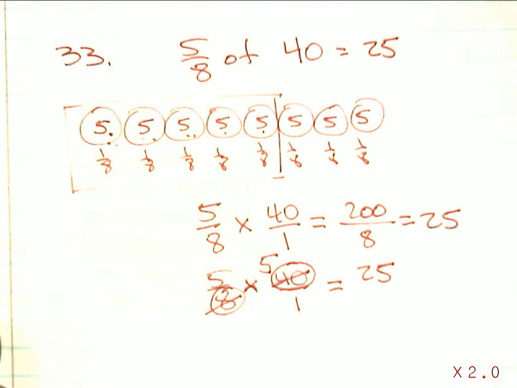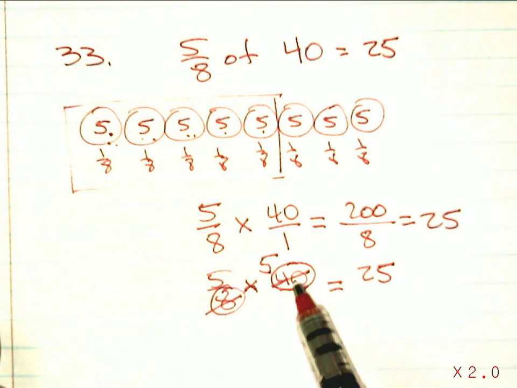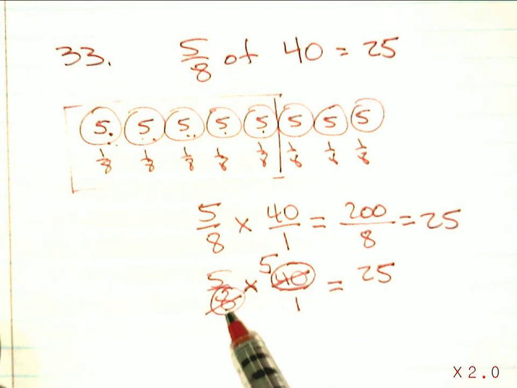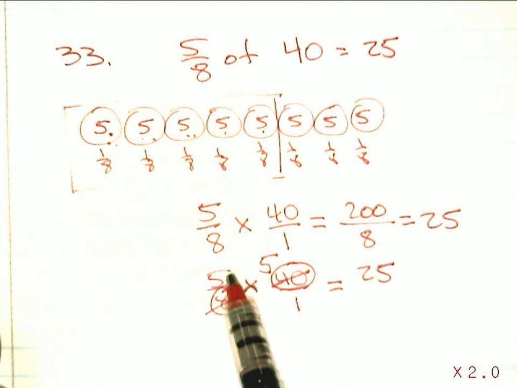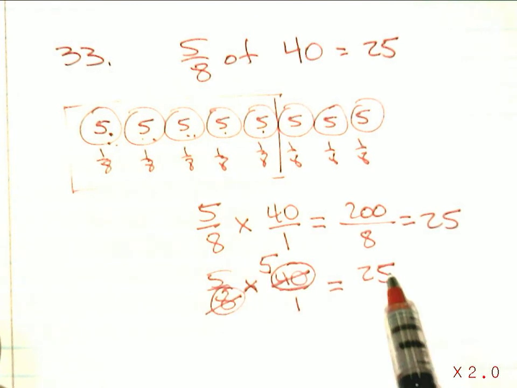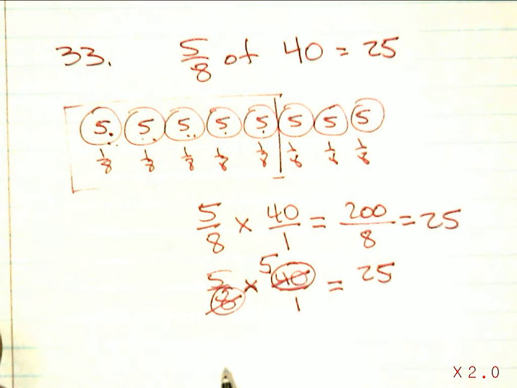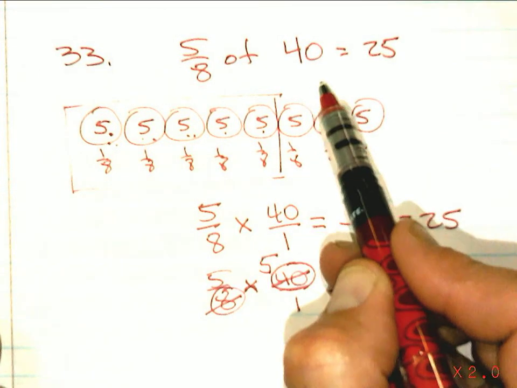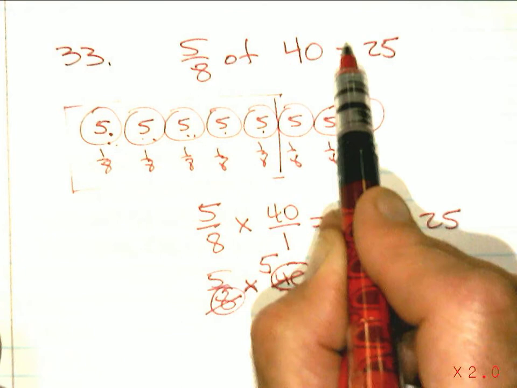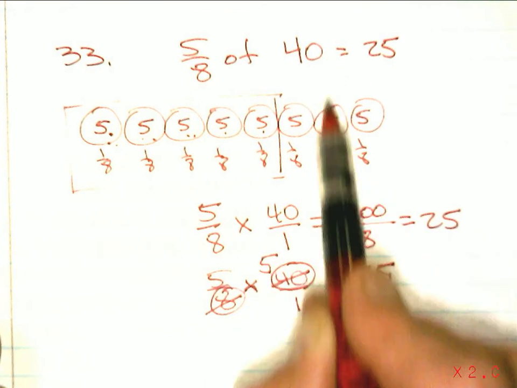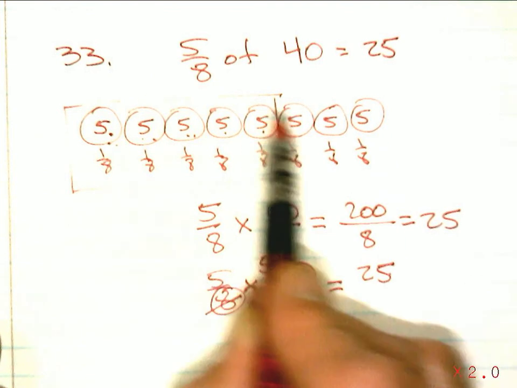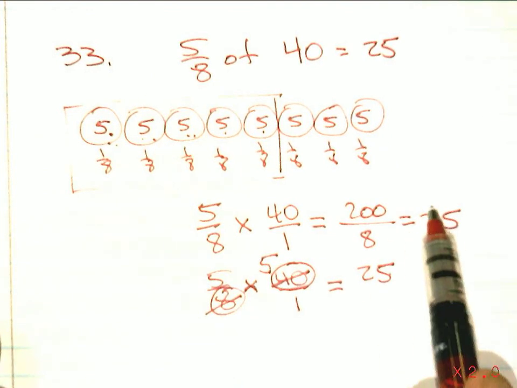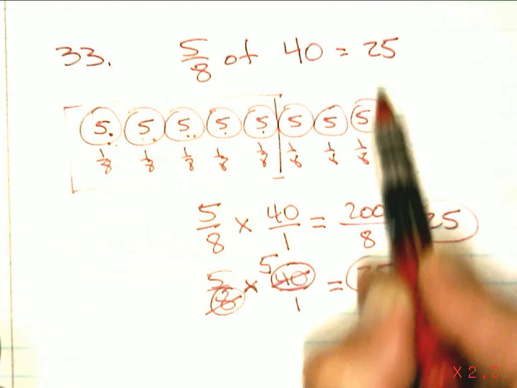So there's another way to think about that problem. In other words, I'm taking this 40, dividing it into 8 pieces. Each piece would be 5 units, and then I'm taking 5 of them. 5 times 5 is 25. So 5/8 of 40 is dividing it into 8 equal pieces, and then taking 5 of those pieces and getting the total, which in this case is 25. Lots of different ways to see that.